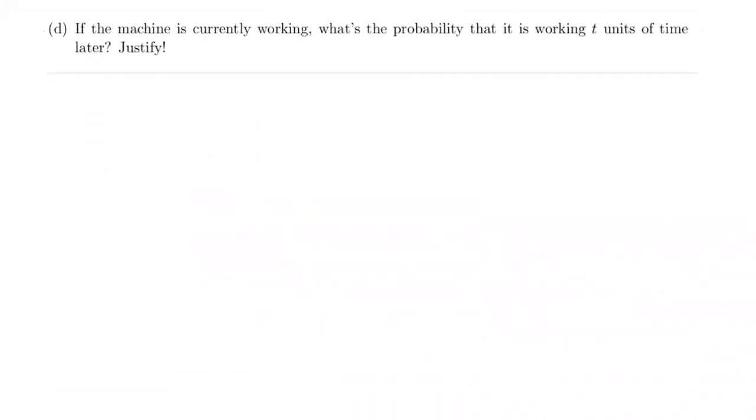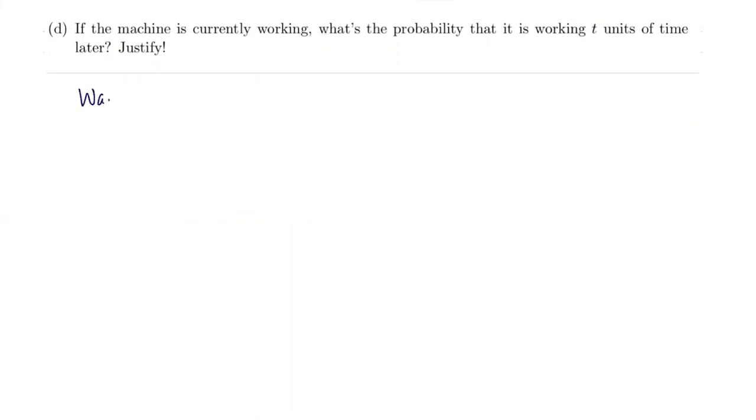All right. Finally, the last part of the problem, part D: if the machine is currently working, so again, I'm going to let current be time 0. What is the probability that it is working t units of time later? And this may allow for it to not work and be repaired, and not work and be repaired once, twice, 100 times. So we just want the probability of going from the working state 0 back to the working state 0 in t units of time.